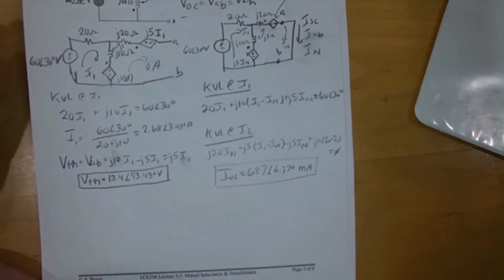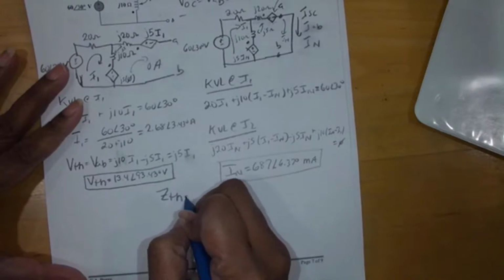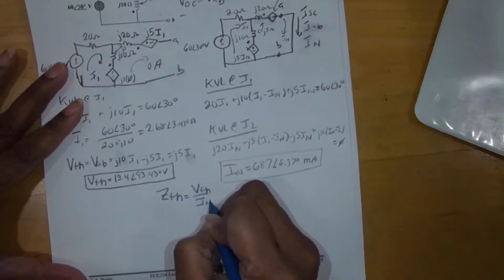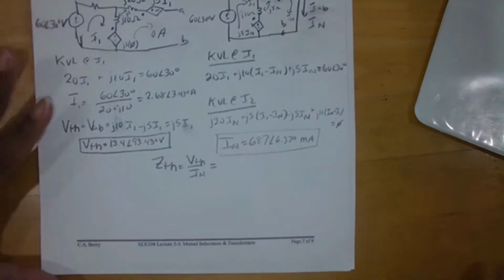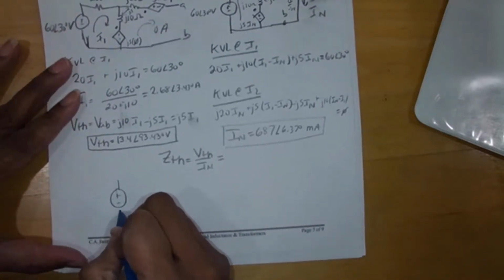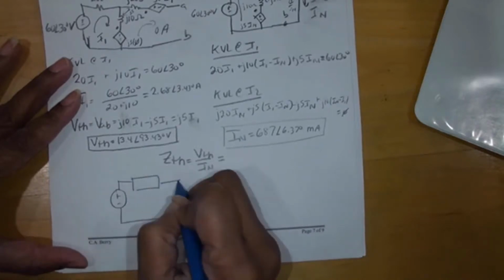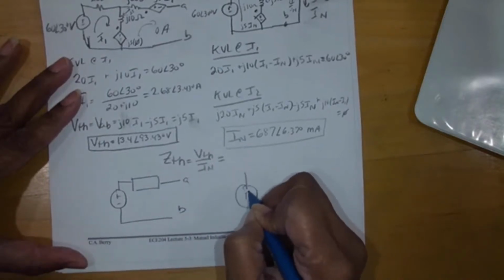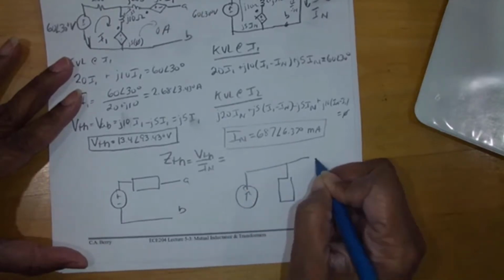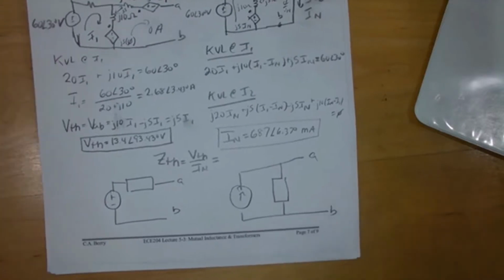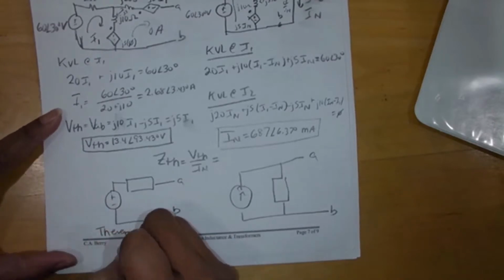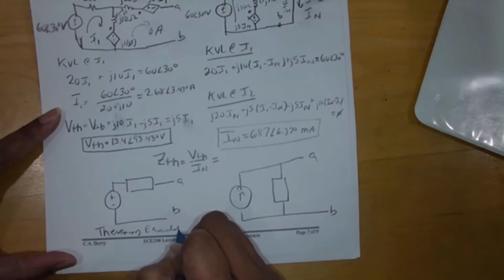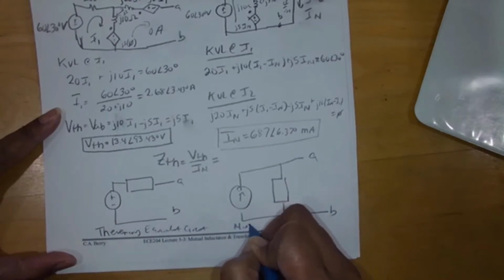So I need Z Thevenin to find the Thevenin and Norton equivalent. Z Thevenin is V Thevenin over I Norton. Find Z Thevenin in rectangular form, please. And then the last thing we do is draw the circuits: the Thevenin equivalent circuit and the Norton equivalent circuit.